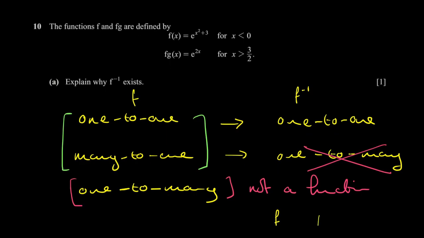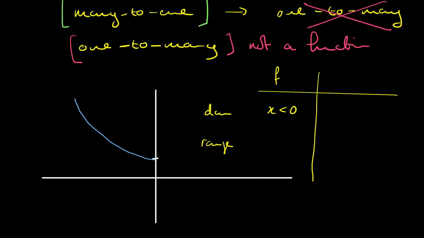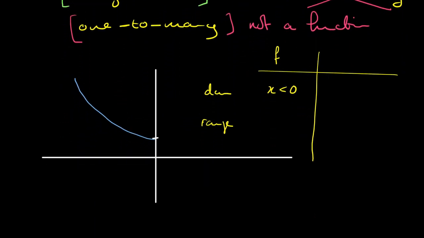if x is 0, then we're going to get e to the 0 plus 3, and that will just be e to the 3. So this y value here is going to be e to the power 3, and so the possible output values are going to be everything greater than e to the 3. So we're going to write that there. The range is y is greater than e to the power 3.